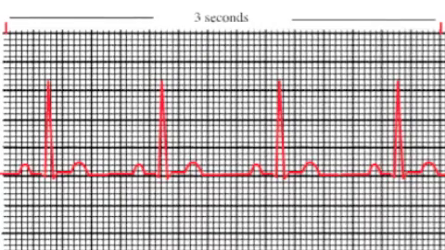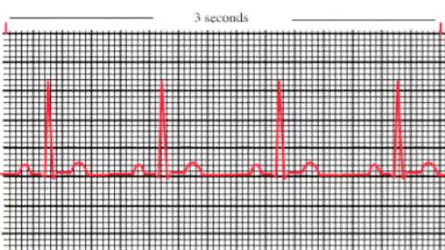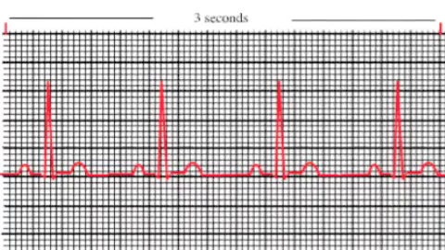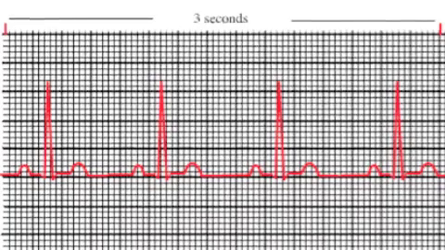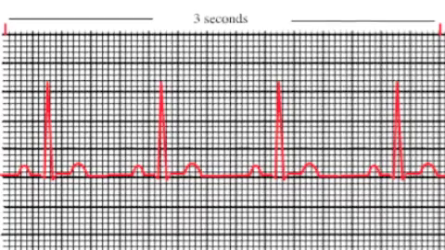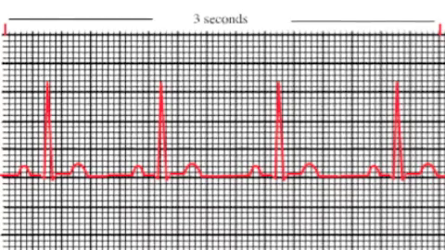This is a 3-second strip. It's one of the ways that we can measure rate on paper. If you look, there are 15 large squares in a 3-second strip. So there would be 30 large squares in a 6-second strip. 6 seconds are the typical length of time that we measure a strip, because you can count all the QRS complexes in a 6-second strip, times it by 10, and you have your beats per minute.